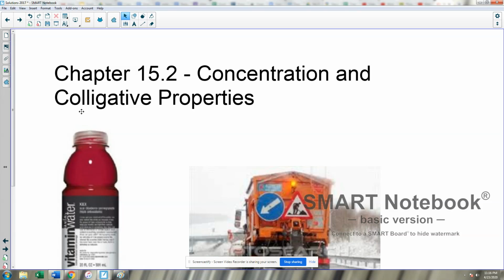So we're not going to do the part that says colligative properties, for the sake of time. I think that we have some things in acids and bases that'll be important to get to. So we're not going to do colligative properties, but we are going to talk about concentration a little bit.